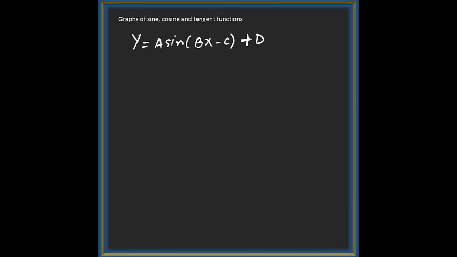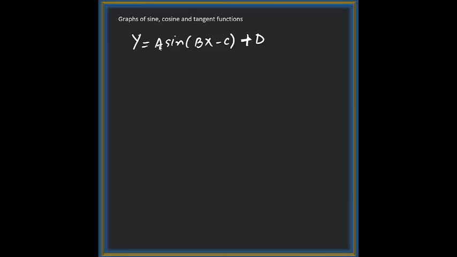In this video, we'll discuss the general form of the graph of the sine function when it is written as y equals a sine (bx minus c) plus d. So we'll discuss it. First of all, a is showing you the amplitude of the sine graph.